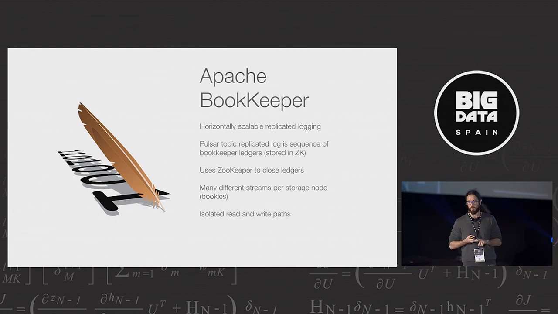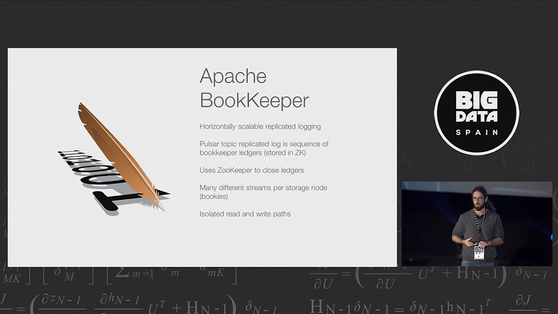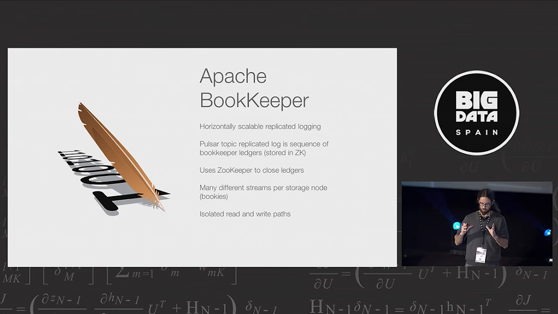It doesn't implement consensus itself. So it uses Zookeeper, in fact, a single write to Zookeeper per ledger or log segment, to provide the guarantee of no loss. So Pulsar takes these Bookkeeper ledgers, builds a sequence of them and stores this sequence in Zookeeper, and this creates the replicated log for a Pulsar topic.